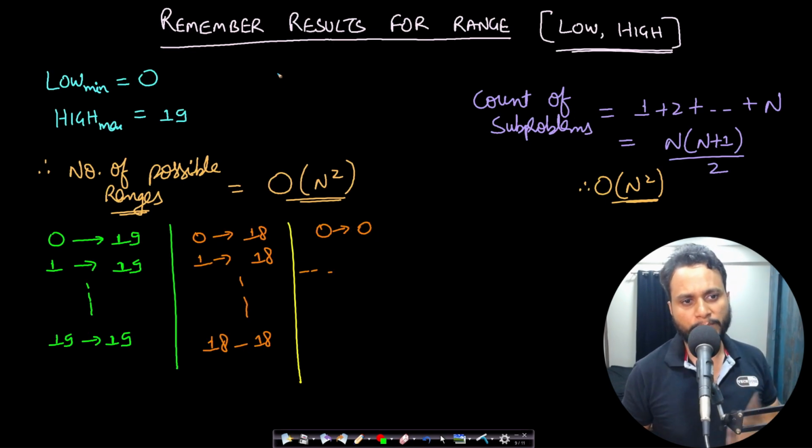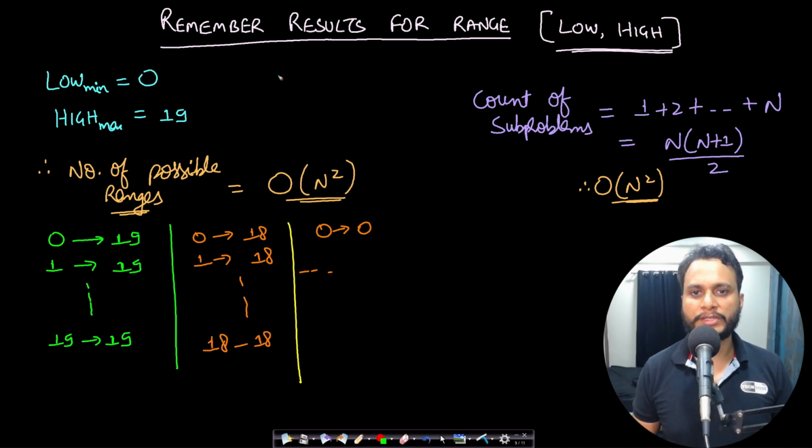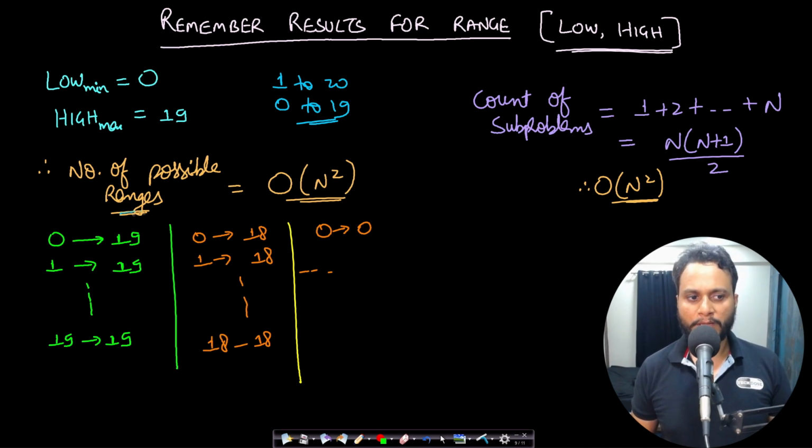Now let's see how many subproblems we have. In the constraint section, it was mentioned from 1 to 20. So if we just normalize it from 0, it will go from 0 to 19. So that is the value of low and high, because index always starts at 0. Now the number of possible ranges will definitely be order of n square, because we are talking about all possible subarrays in an array of size n.